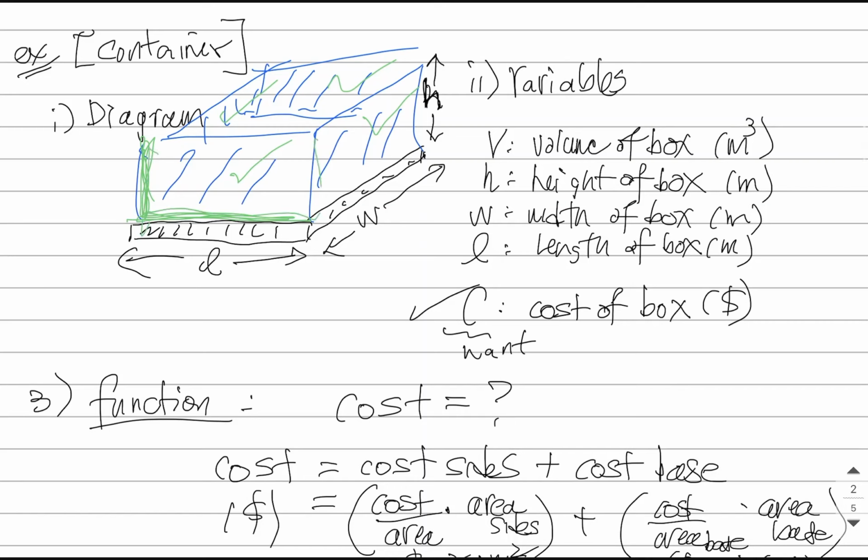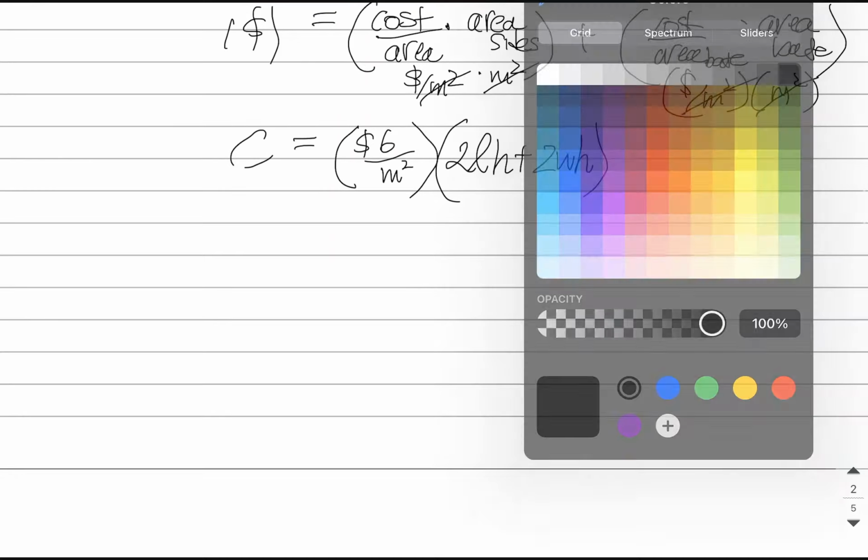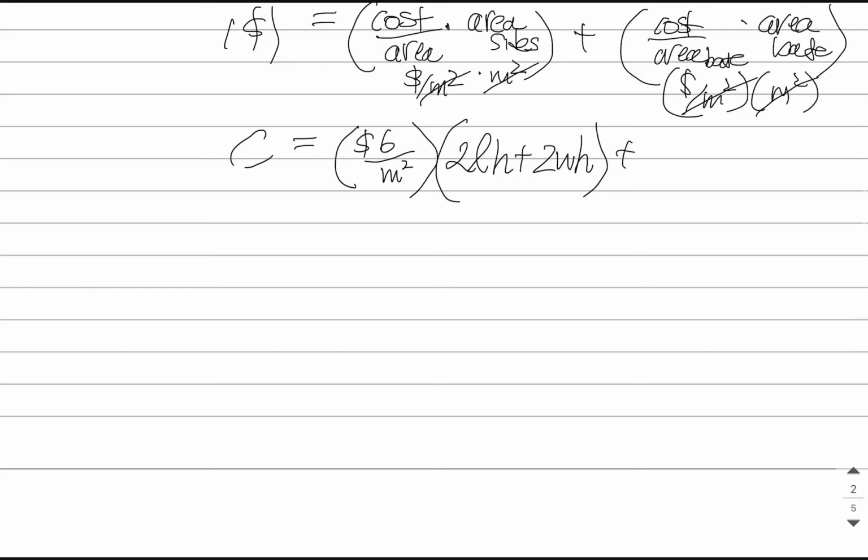And there's a W times an H over here. And there are two of them for each side of the wall. Now, on the base, the cost per area of the base is slightly different. It's at $10 a square meter. And there's only one base. Its dimensions are length times width.